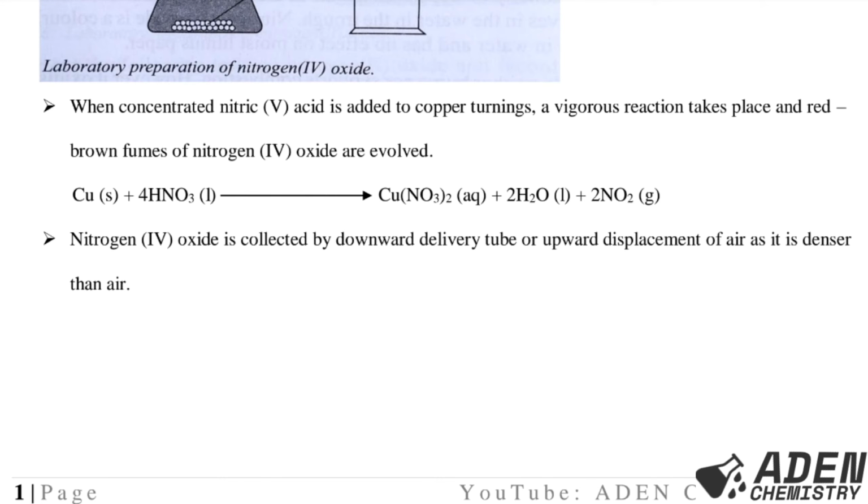If we are dealing with downward delivery tube, the property of the gas that makes it to be collected by downward delivery tube like nitrogen peroxide is that the gas is denser than air. The other one was upward delivery tube. Like we said, oxygen and hydrogen gas are collected by upward delivery tube or downward displacement of air. And the reason was because the gas was less dense than air.